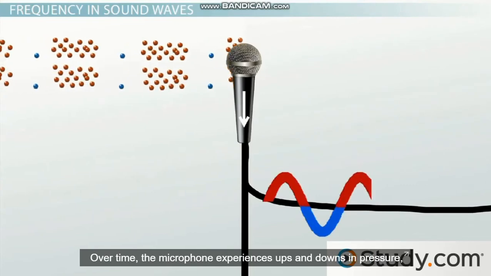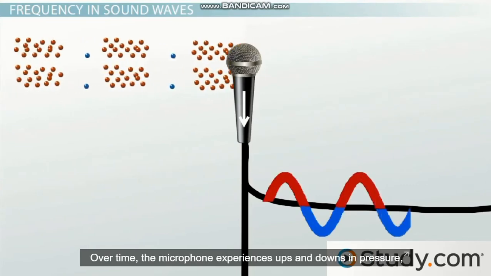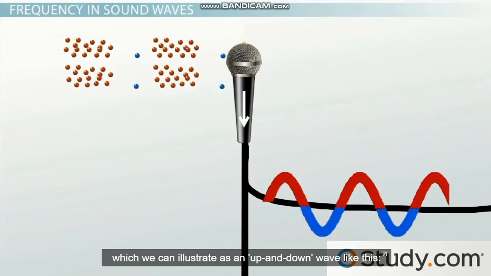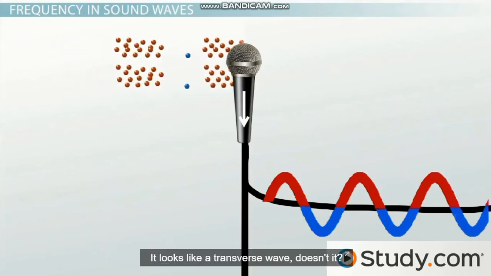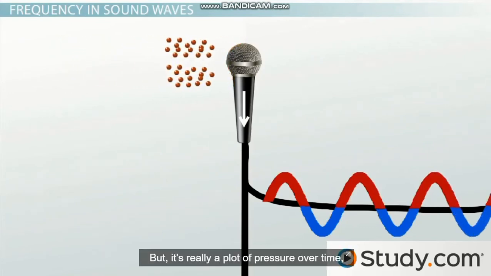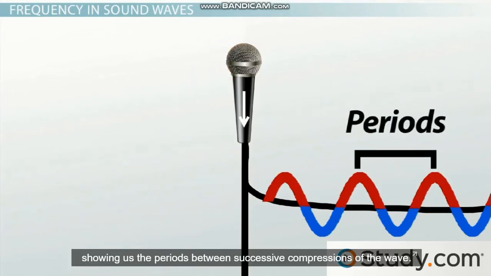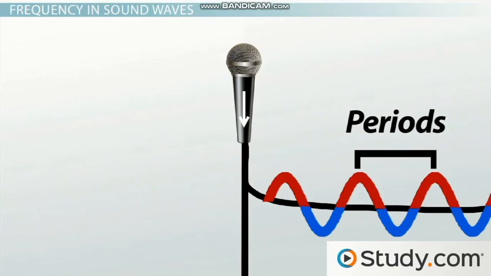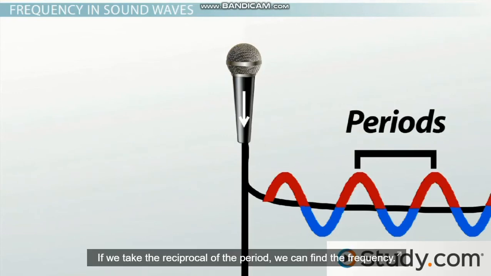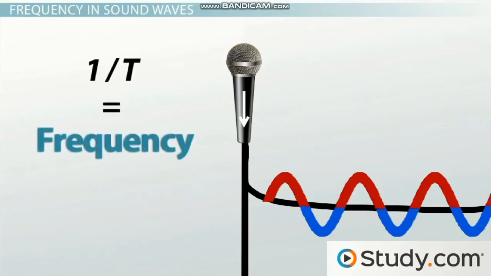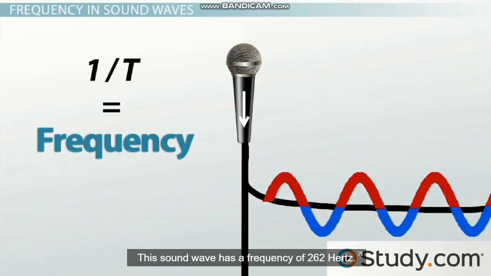Over time, the microphone experiences ups and downs in pressure, which we can illustrate as an up and down wave like this. It looks like a transverse wave, doesn't it? But it's really a plot of pressure over time, showing us the periods between successive compressions of the wave. If we take the reciprocal of the period, we can find the frequency. This sound wave has a frequency of 262 Hz.